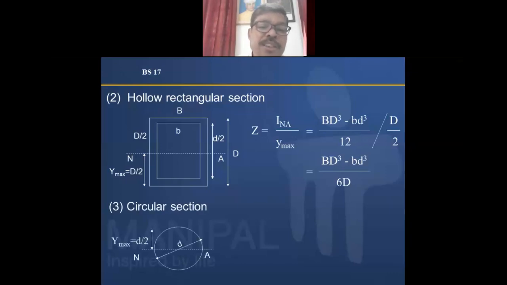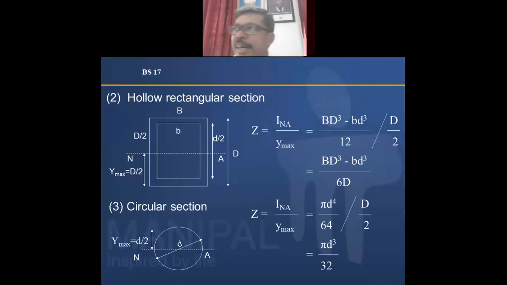So the circular section we will see. This is a solid circular section, d by 2, again the extreme fiber distance. If you take any tangent to the circle, then this is the diameter and NA. So I by y: pi d to the power 4 divided by 64. Yesterday I gave pi r square, pi by 4, and 2 to the power 4 that will be 16, 16 into 4, 64, and divided again by d by 2. So simply you will get pi d cube divided by 32.